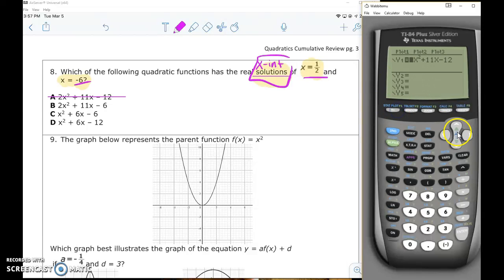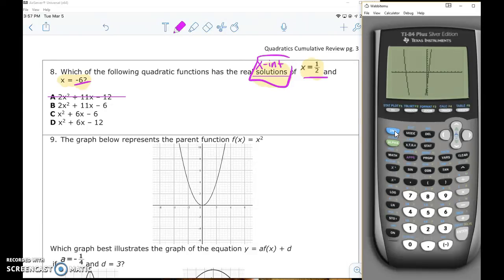I'm going to try choice B, because it's a simple change. I just changed the last part to -6. So I delete and change it to -6. 2x squared plus 11x minus 6. And take a look at my graph. 1, 2, 3, 4, 5, 6. This one looks like it could be correct, but I'm going to use my calculator just to make sure.